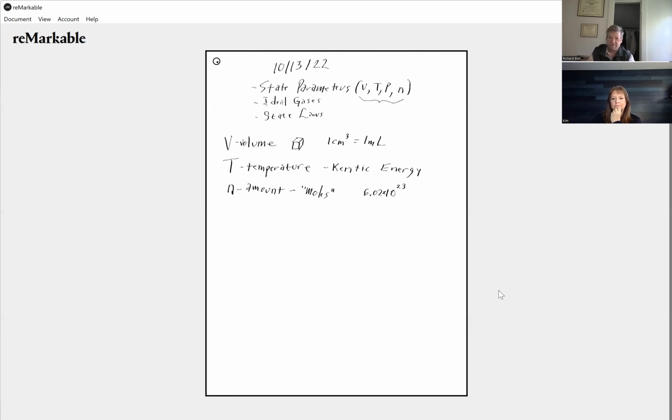But how much we have factors into our state laws. Finally, we have pressure. Pressure is a unit of force. It is force per unit area. We're going to have a lot to say about pressure, but we're used to pressure.